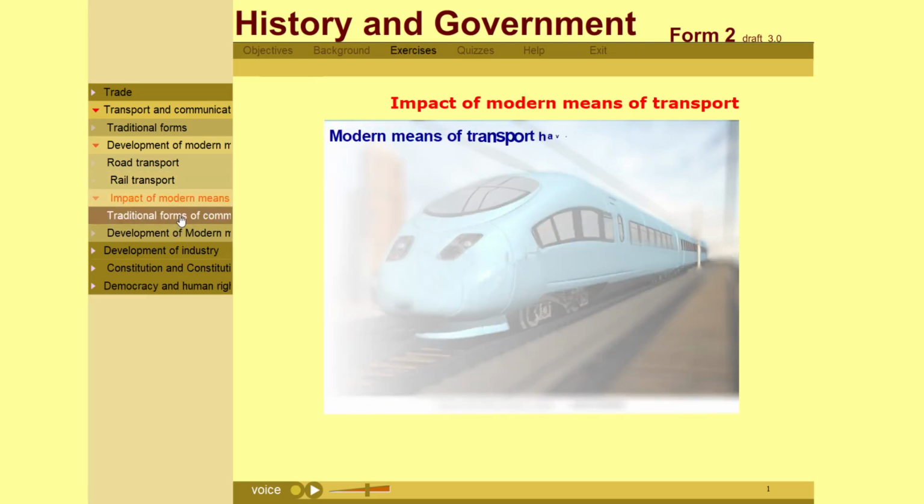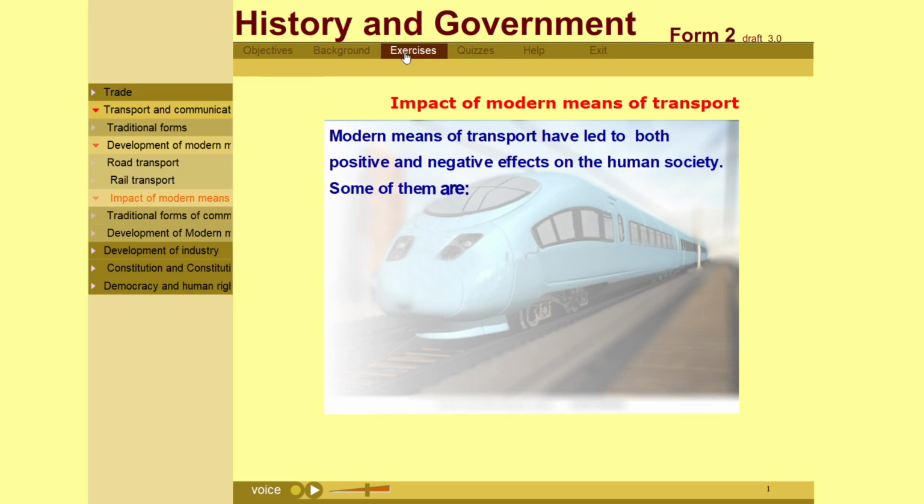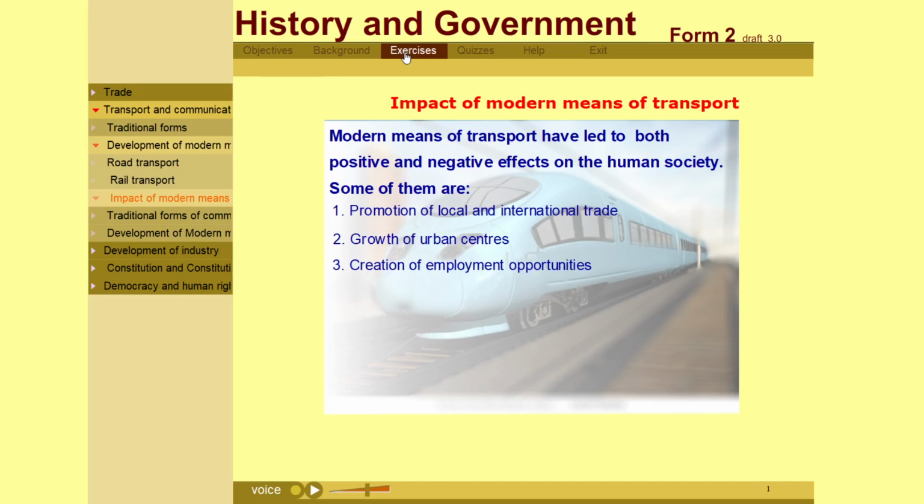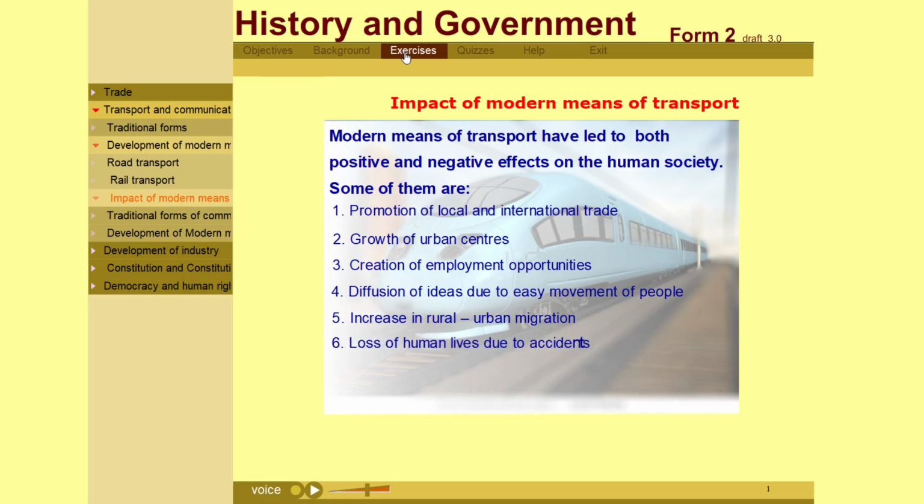Modern means of transport have led to both positive and negative effects on the human society. Some of them are promotion of local and international trade, growth of urban centers, creation of employment opportunities, diffusion of ideas due to easy movement of people, increase in rural to urban migration, loss of human lives due to accidents, growth of international terrorism, and environmental pollution.